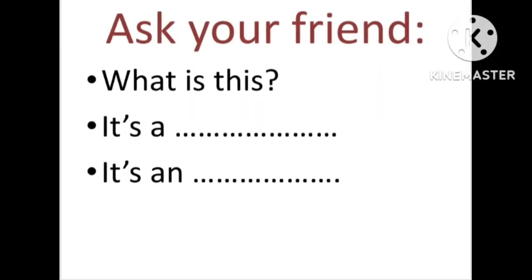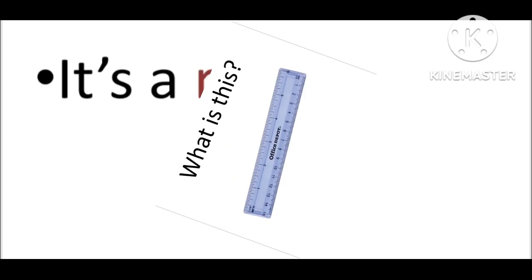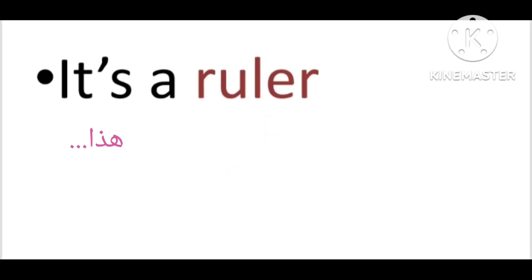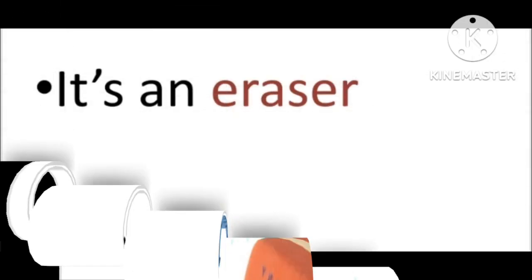Now it's time to practice what you have learned. Ask and answer a partner. What is this? It's a or it's an. For example, what is this? It's a ruler. What is this? It's an eraser.